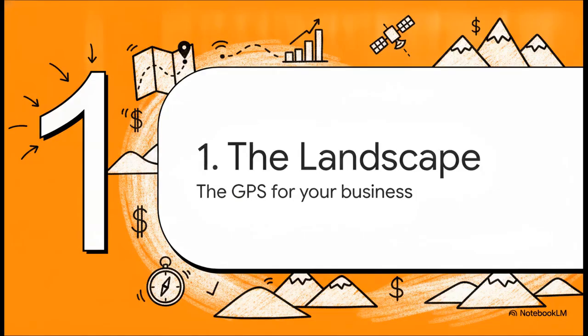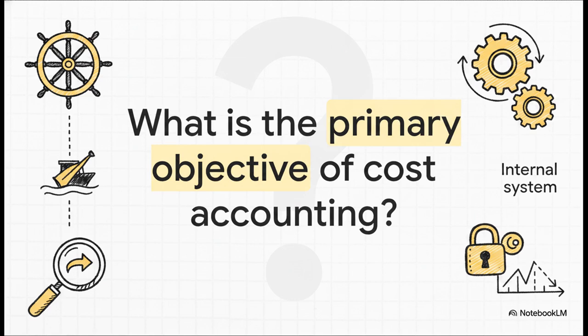All right, Section 1, the cost accounting landscape. Think of this as the GPS for your business. Let's kick things off with a fundamental question straight from our source. What is the primary objective of cost accounting? It's really easy to assume accounting is just logging transactions so you can file your taxes, right? But actually, that's financial accounting. Cost accounting is a whole different beast. Its main objective is to build an internal system to actually control those costs and help management make smart decisions. It's not about staring in the rearview mirror at history, it's literally about steering the ship.